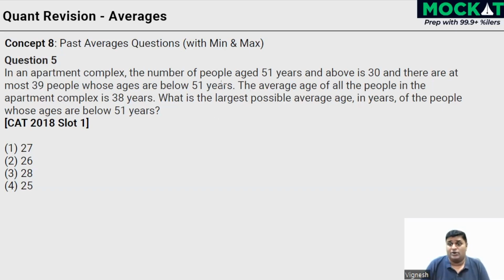So in an apartment complex, the number of people aged 51 years and above is 30, okay? There are at most 39 people whose ages are below 51 years. To visualize this, just draw some sort of a number line. 51 and above, right? This region, my number of people is going to be 30. 51 years and above is 30.